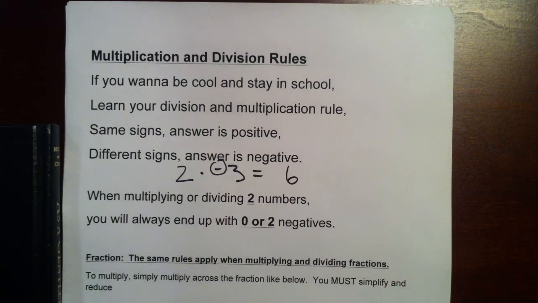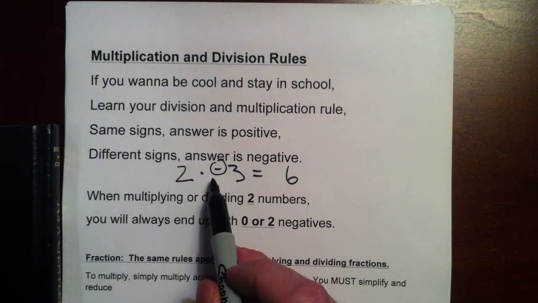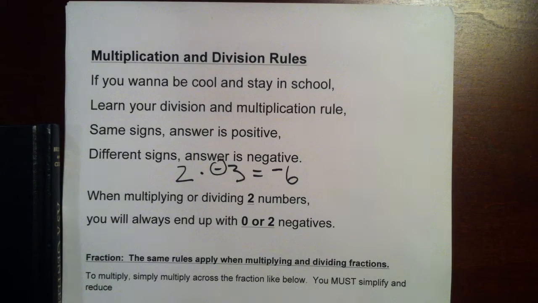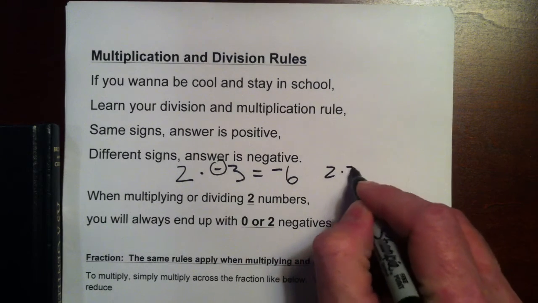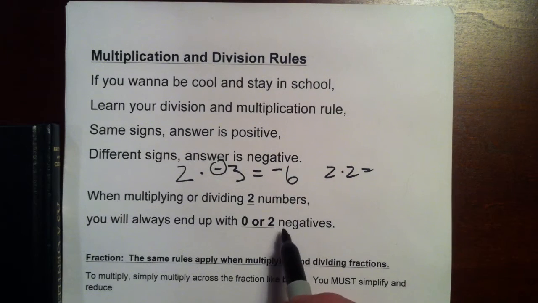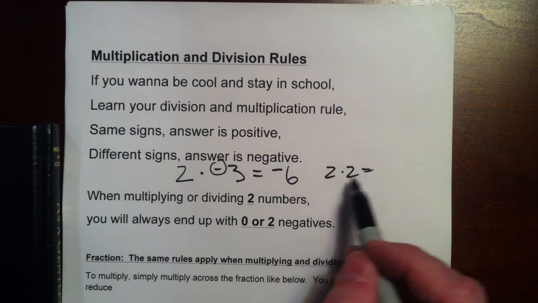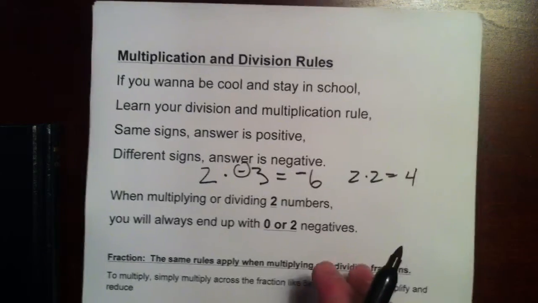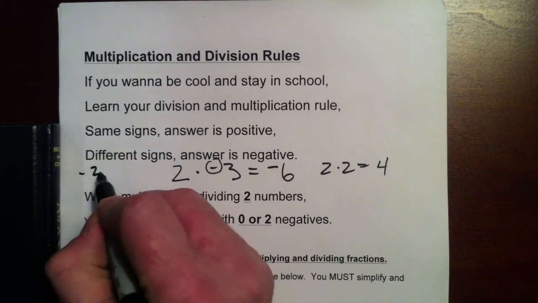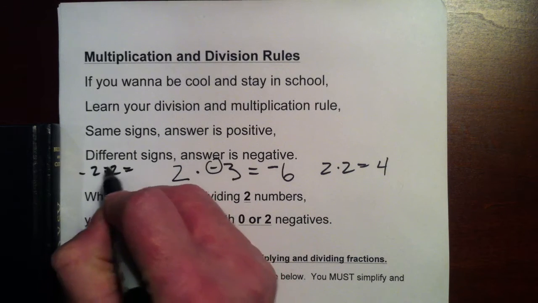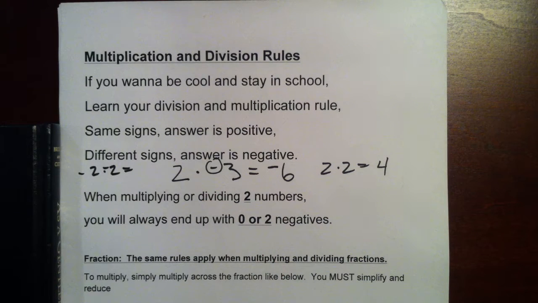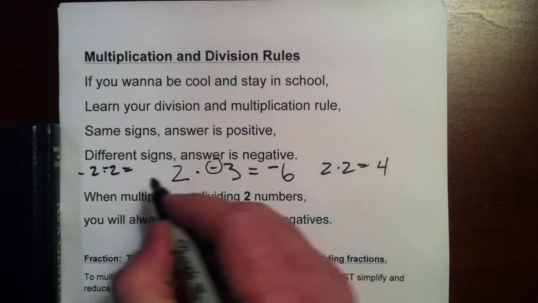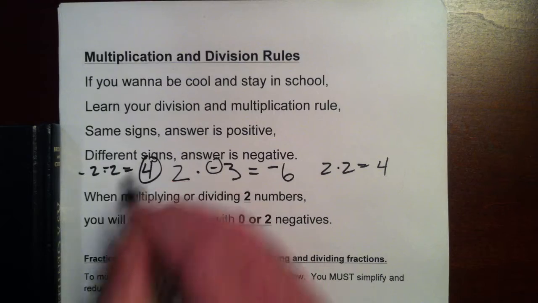Well, is it positive or negative? Well, we've already got 1 negative here, and we know we either have to have 0 or 2, so the answer is automatically going to be negative. If we have 2 times 2, well, we can either have 0 or 2. We don't have any here, so we can't add 1. We don't have room for 1 more. The answer is going to be a positive 4. Same thing goes for negative 2 times a negative 2. We've got 2 negative signs. We don't have room for any more. Therefore, the answer will be a positive 4.